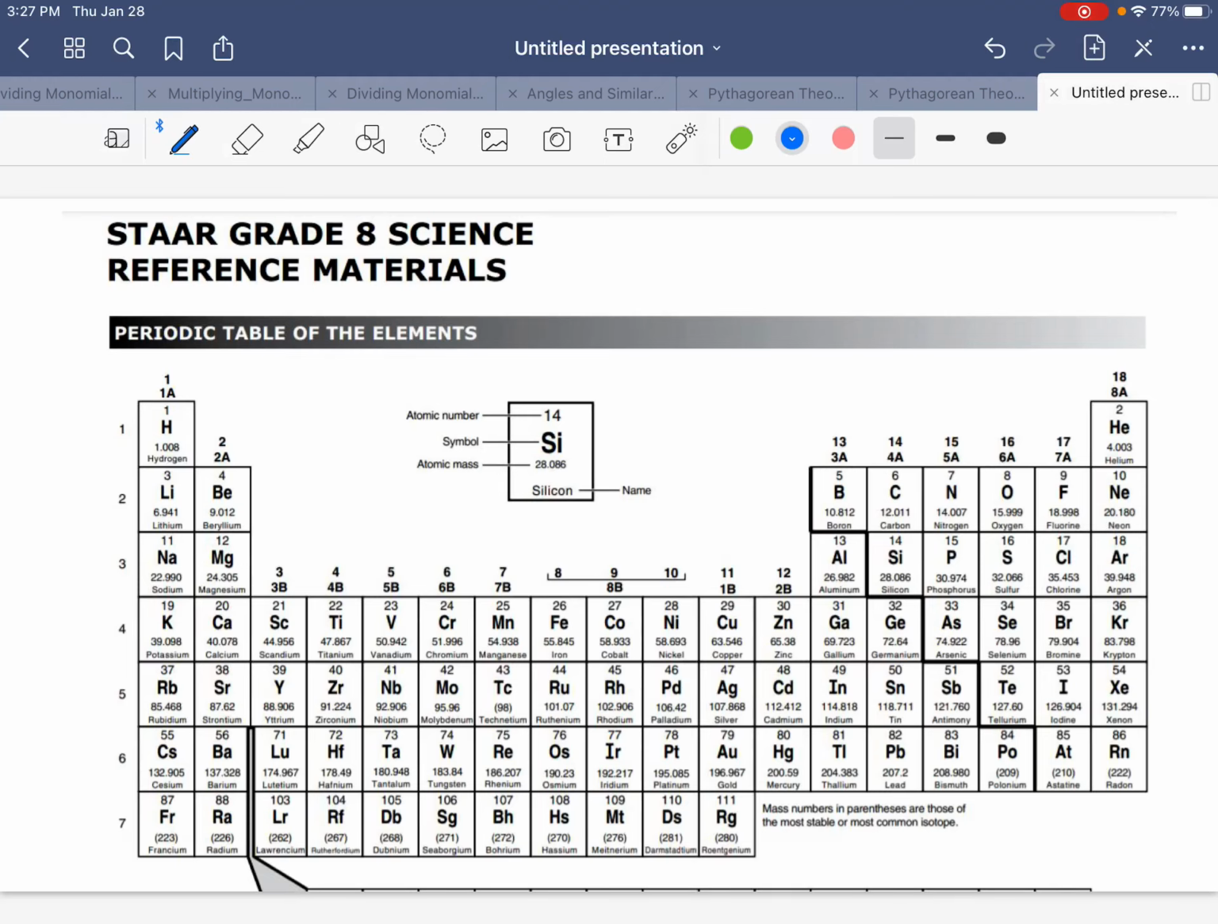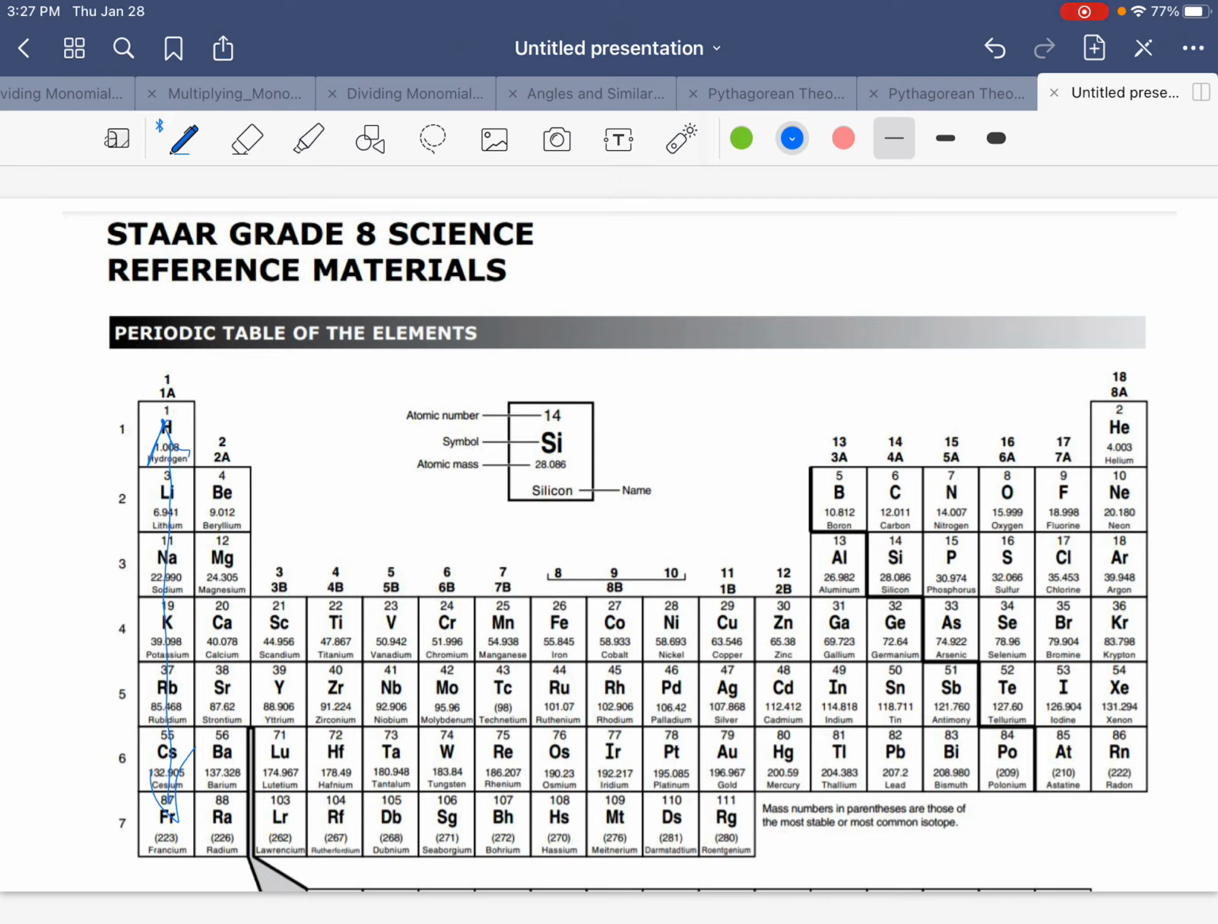Today's video, we're going to be talking about groups and periods and the differences between groups and periods and some of the tricks that help me remember the difference. So first I want to start off with groups. Groups are these columns that go up and down. Sometimes they're called groups and sometimes they're called columns, but in the scientific world, we know them as groups.